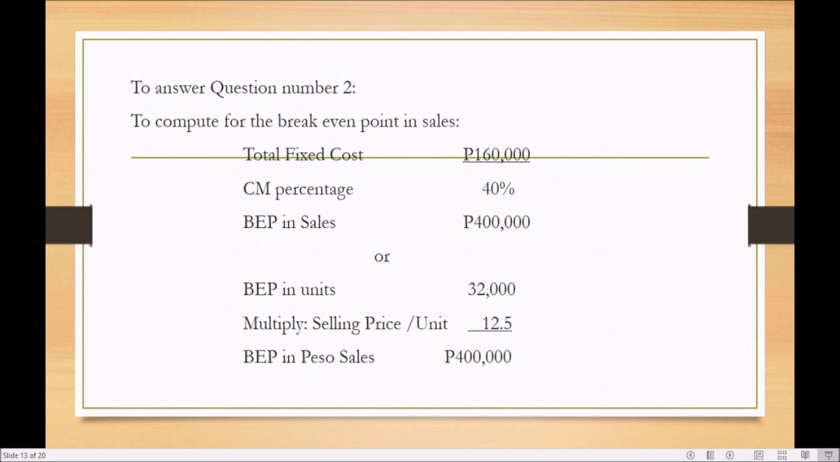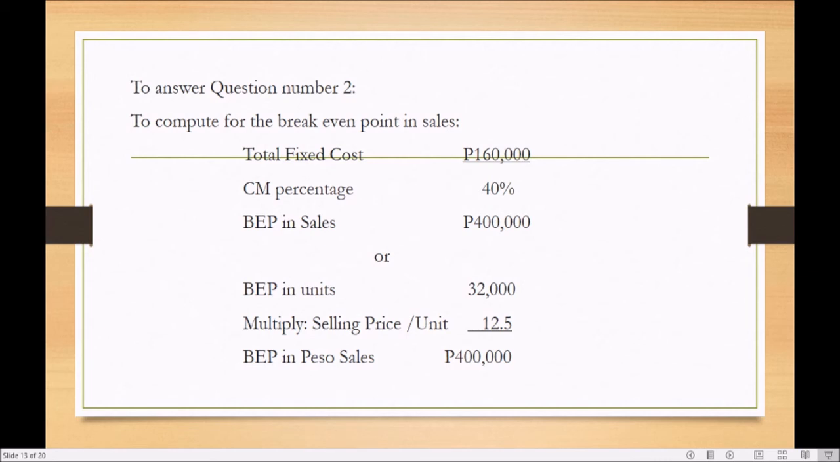Pwede pong ganon. Kunin mo yung break-even point in units, which is 32,000, then i-multiply mo yung 32,000 sa 12.5 na selling price. Lalabas rin po yung break-even point in peso sales na 400,000. Okay? So, pwede po yung ganon. Kasi, it will have the same result naman. Hindi ko po pinagbabawal na gamitin yung pangalawang computation. Sadyang pwede pong ganon yung pagkompute natin on determining the break-even point in peso sales.